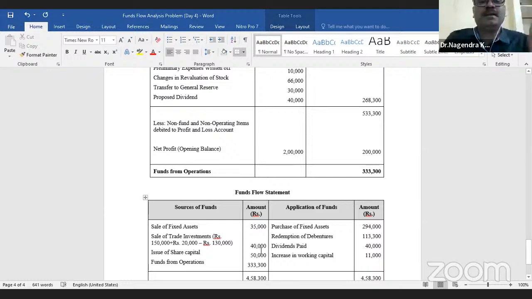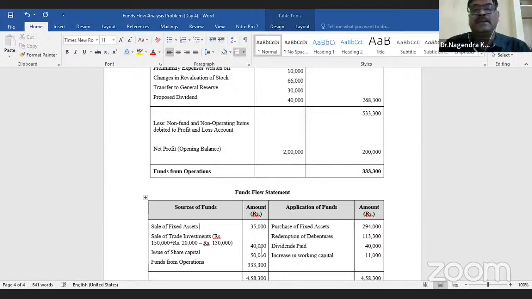This actually we cannot understand when we are looking at the fixed assets component. We don't understand from where the cash has been incurred. So this is one where the cash has been incurred. And the other one is we have sold the trade investments during the year. So the cost of that investment is 40,000.